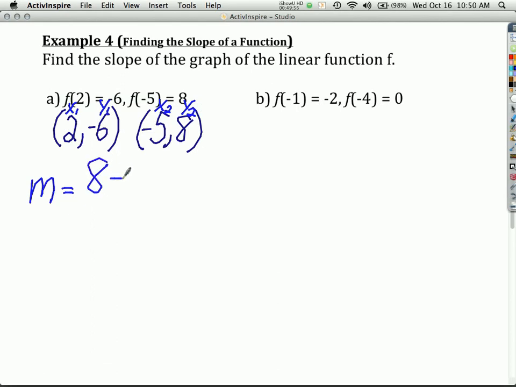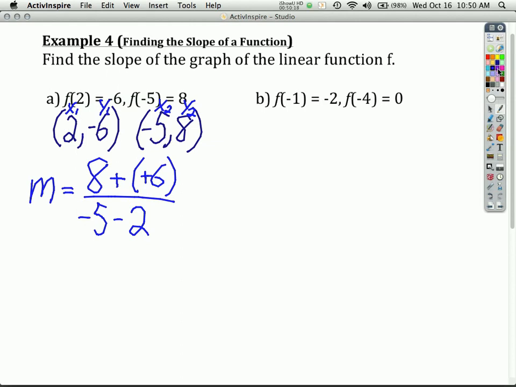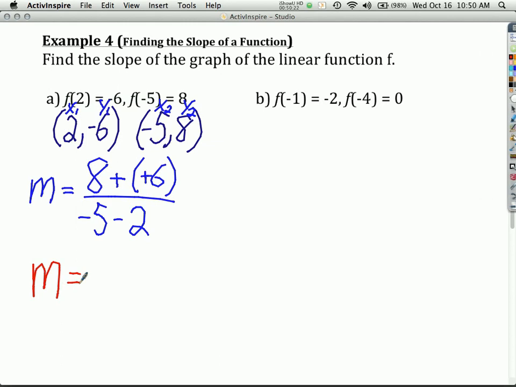So it's y2 minus y1 over x2 minus x1. Mental math. 8 minus negative 6 is really 8 plus 6. Negative 5 minus 2 is really negative 7. So we get 14 over negative 7. So what did it come out to, Ania? Negative 2. The slope is negative 2.